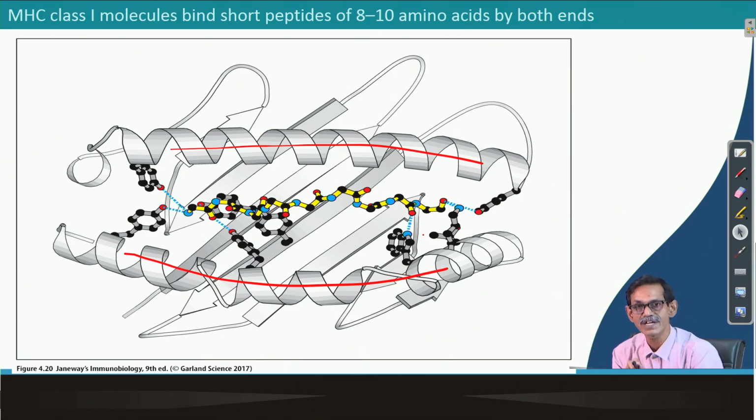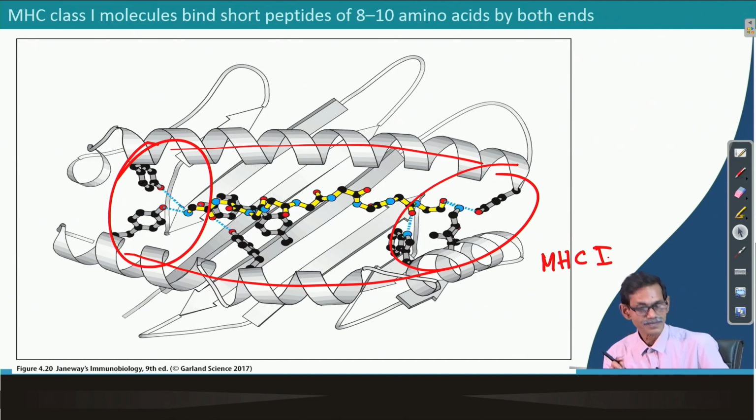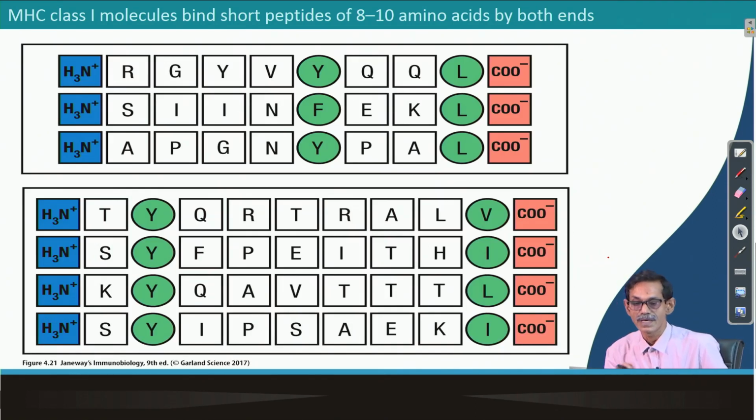So these interactions, either one or all, or a possible combination of these non-covalent interactions, happen mostly at the end part. The middle part of the peptide is not interacting. This is in the case of MHC1. And this is the analyzed peptide.